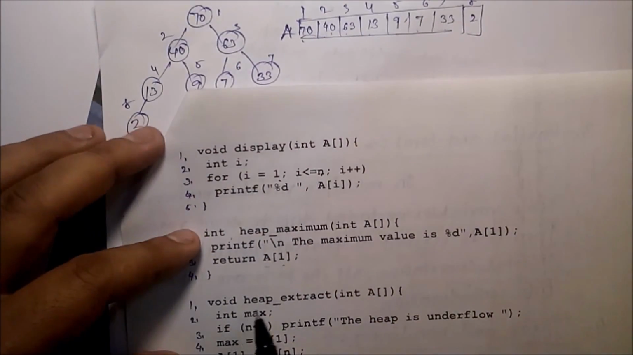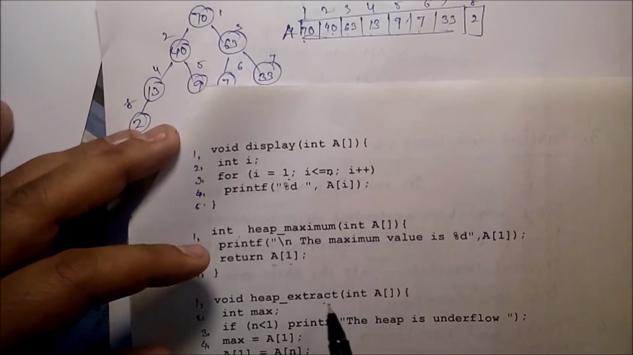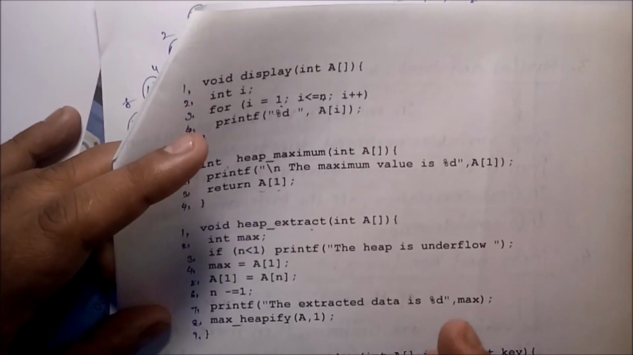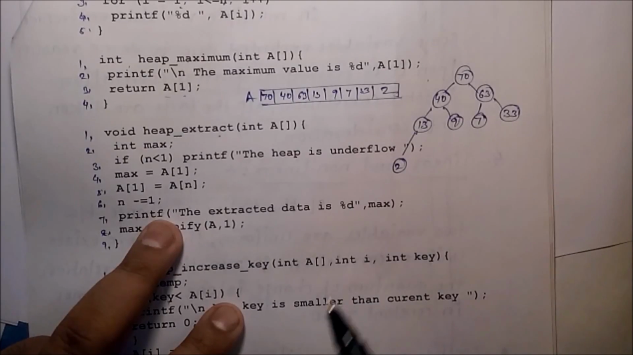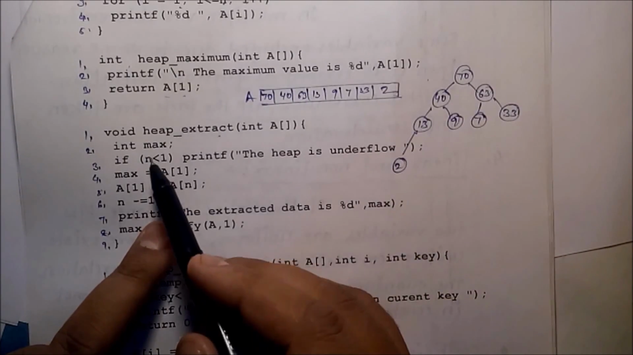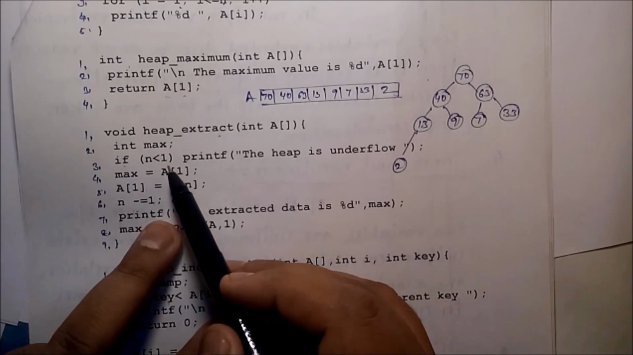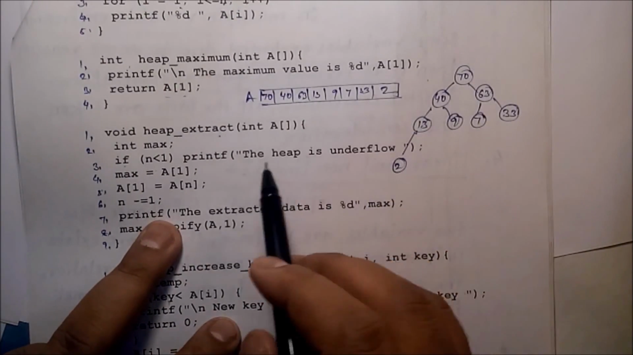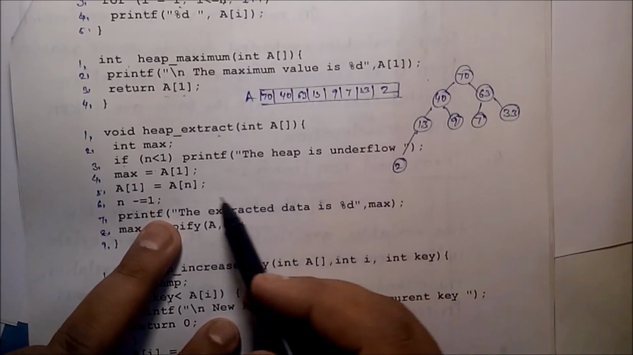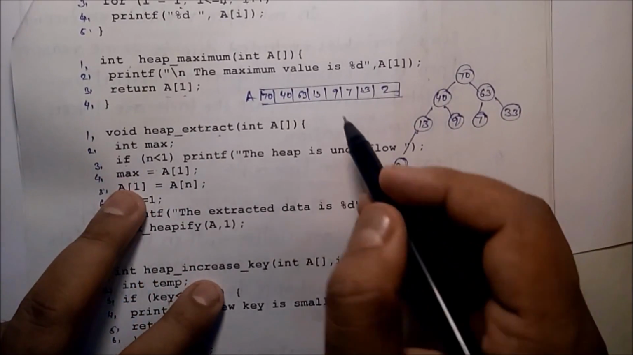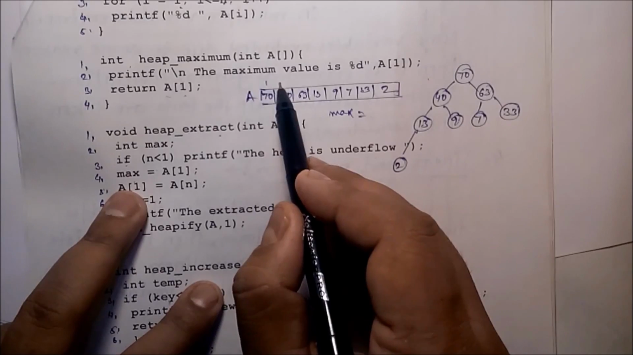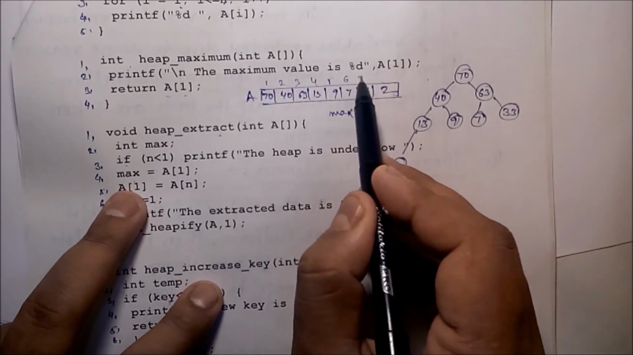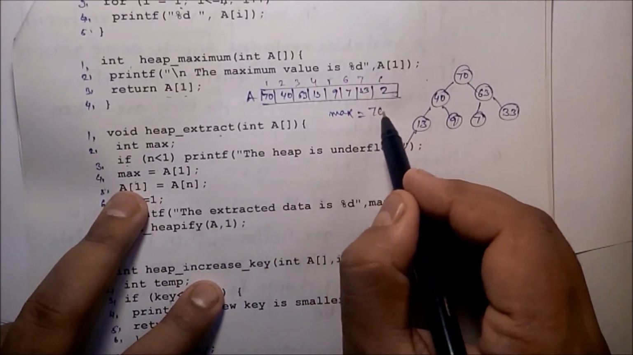Now void heap extract. Heap extract means extracting the maximum value from the heap. It's a max heap. If n is less than 1, the heap is underflow. If no data is present, we can't delete. So max is equal to A1. What is A1? Of 70, 40, 63, 13, 9, 7, 33, 2, A1 is 70. So 70 is the maximum value.